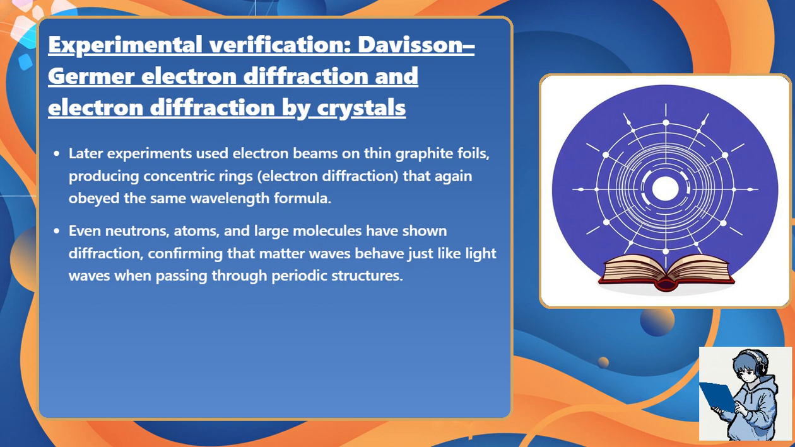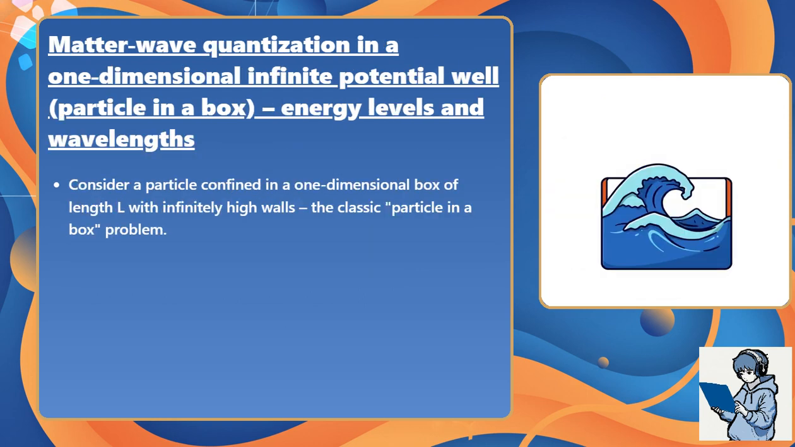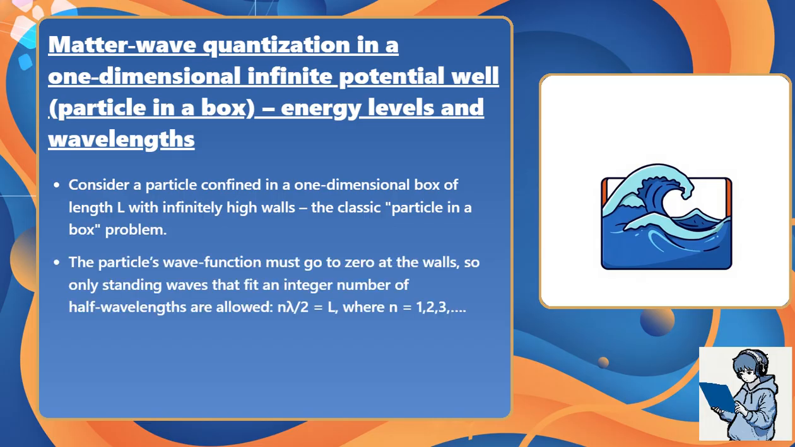Consider a particle confined in a one-dimensional box of length L with infinitely high walls, the classic particle in a box problem. The particle's wave function must go to 0 at the walls, so only standing waves that fit an integer number of half wavelengths are allowed. nλ over 2 equals L, where n equals 1, 2, 3, and so on. Solving for λ gives λ_n equals 2L divided by n.